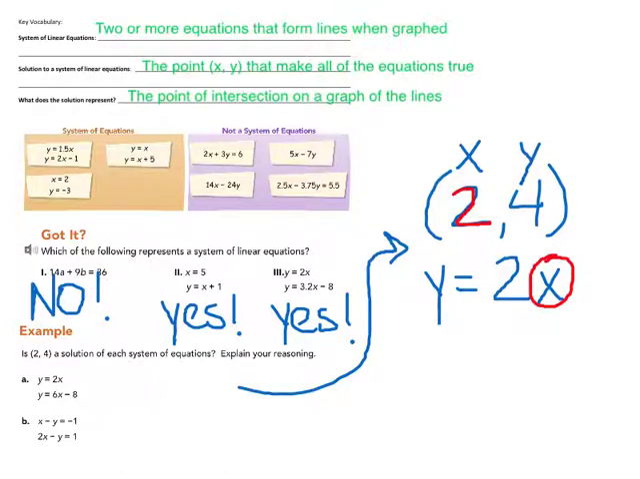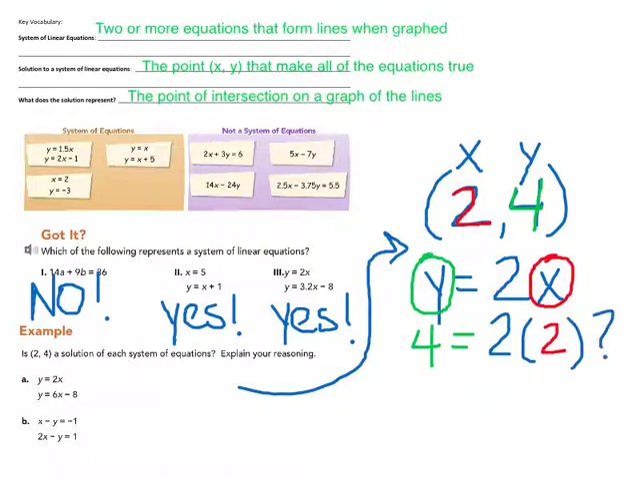And I also see that y equals 4, so I'm going to put that in for my y. So I end up with 4 equals 2 times my x value, which was 2. And I want to know, does that work? Does 4 equal 2 times 2? 4 equals 4, so yes, it works.